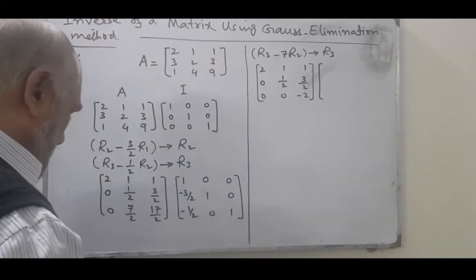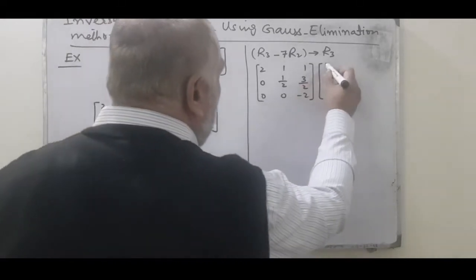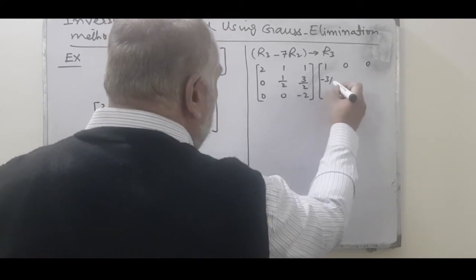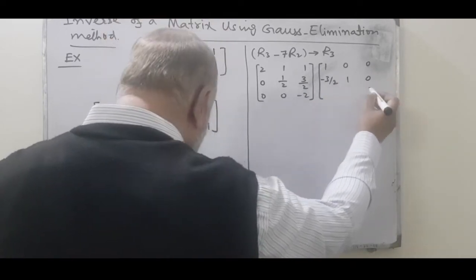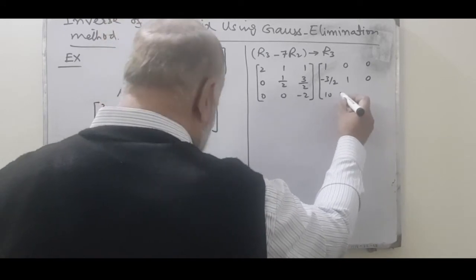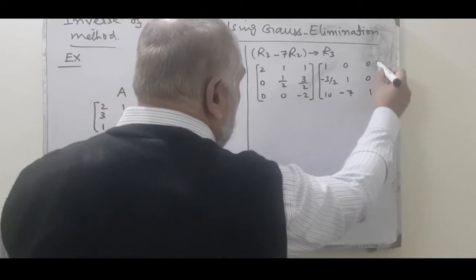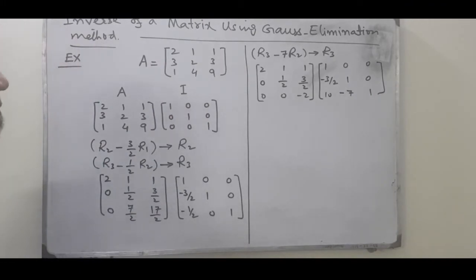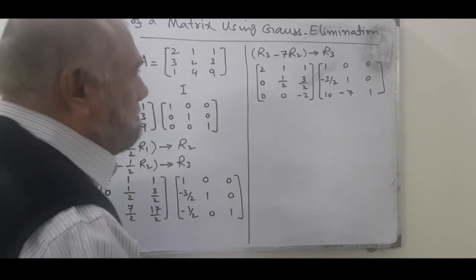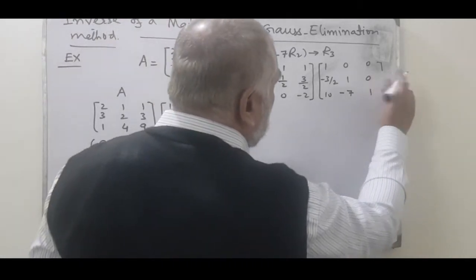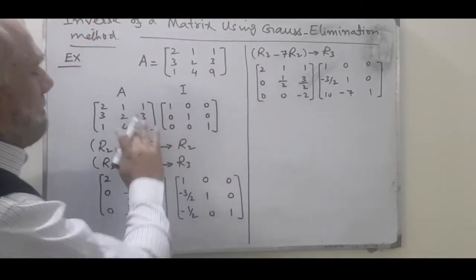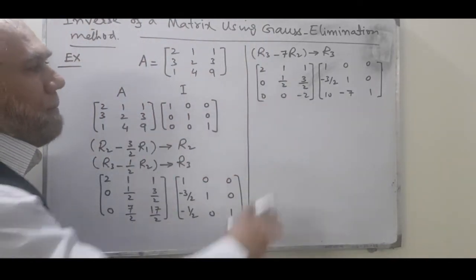Whenever you perform this operation on this side, the first row remains unchanged, the second row remains unchanged, and the only change will be in row number 3. So this gives you the result like this. After performing the operation, we got this result. And here you can see we have transformed the original matrix A into the upper triangular form.